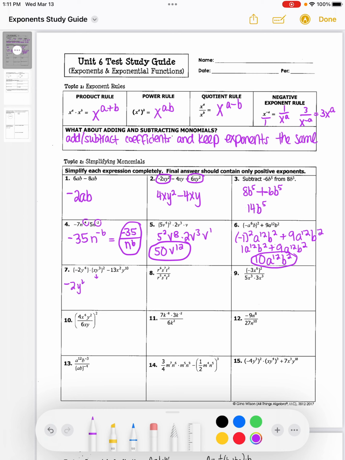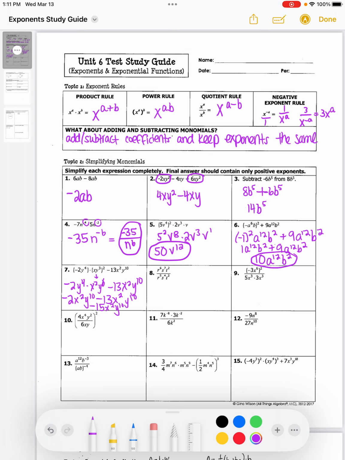This negative 2y to the 4th gets multiplied by x squared y to the 6th. We still have to simplify that. So simplifying, I know my handwriting's so sloppy, I'm sorry. For this problem here, we have negative 2x squared and then y to the 10th when we combine using the power rule. And then when we have minus 13 more of them, altogether it's going to be negative 15 x squared y to the 10th.